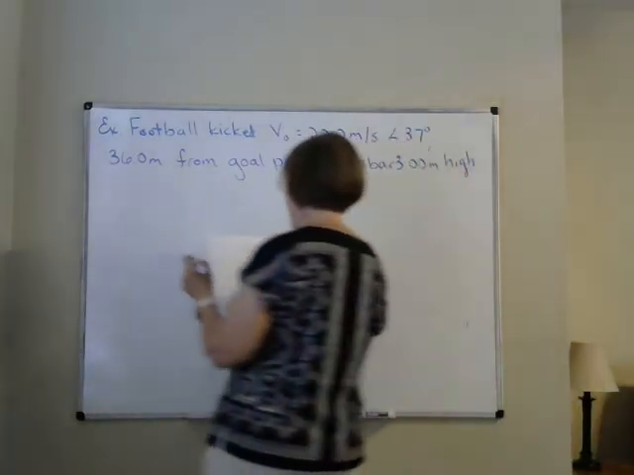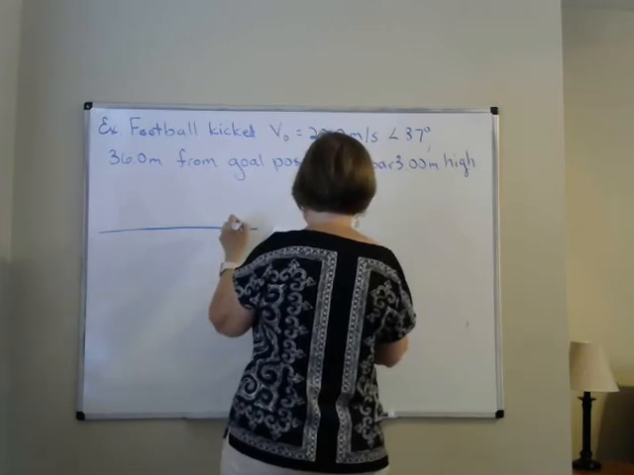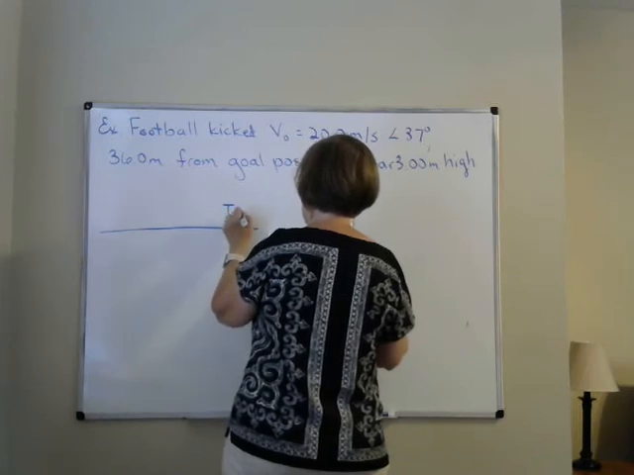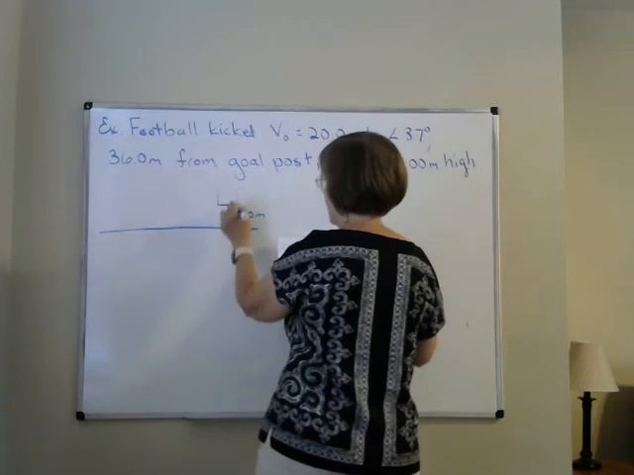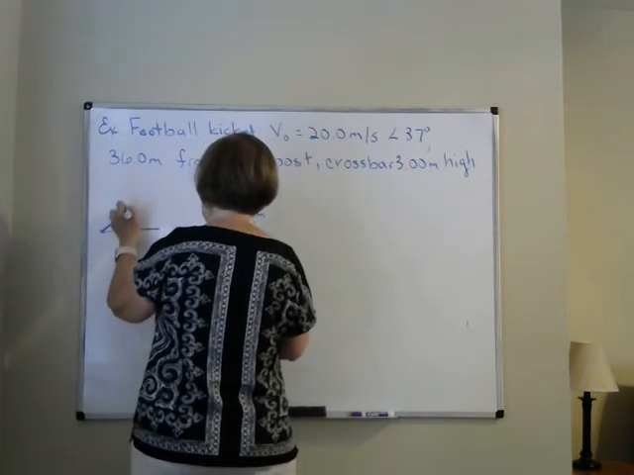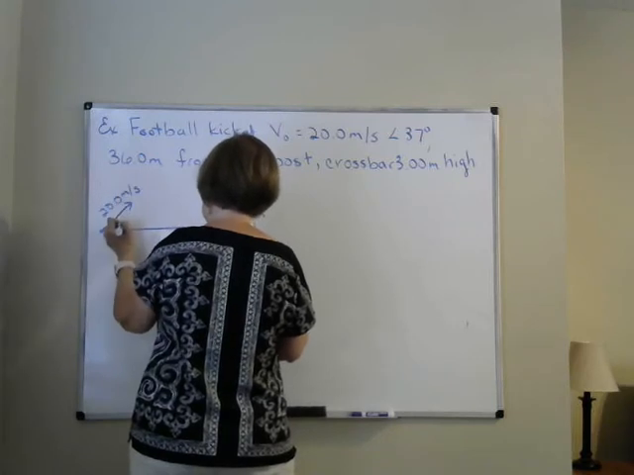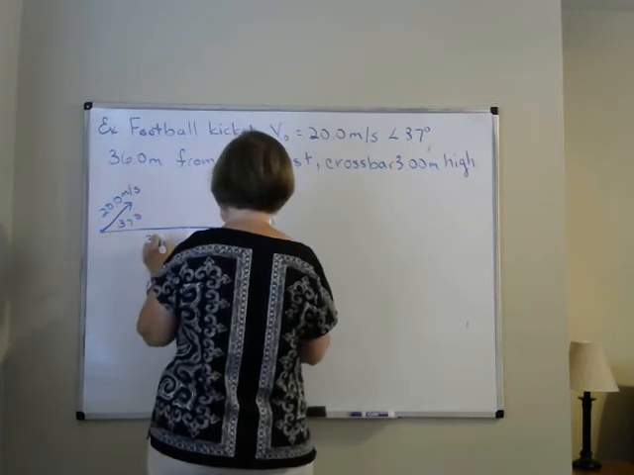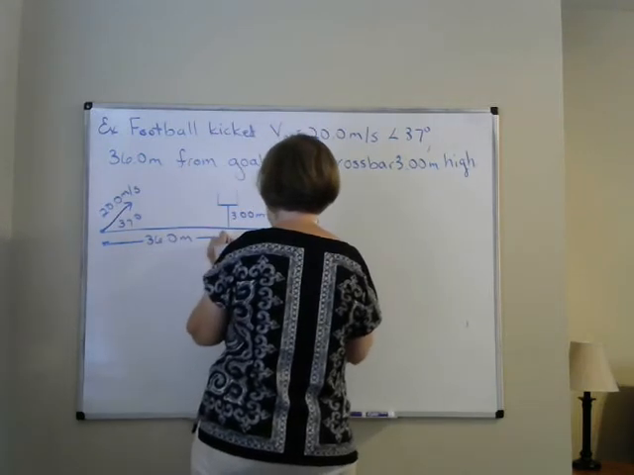Let's draw a picture of our problem. So here's the goalpost. It's 3 meters high right here. Looks like that, but we're interested in the fact that it's got to clear that post. It's launched at 20 meters per second. And this distance from here to here, 36 meters.